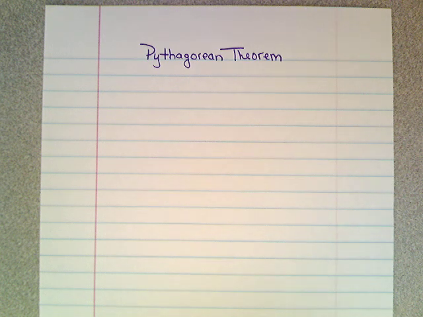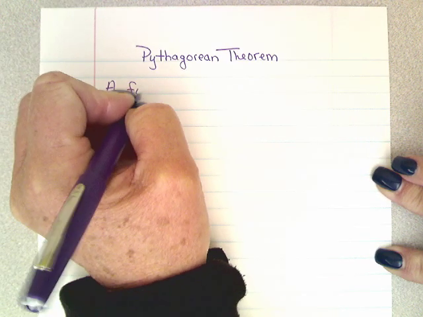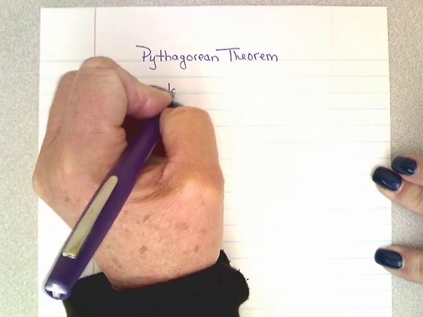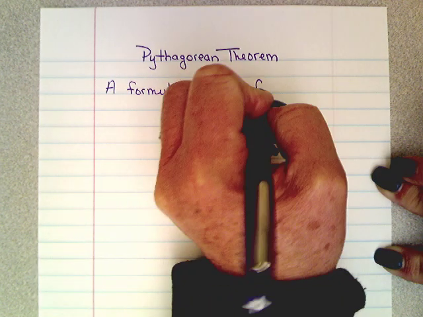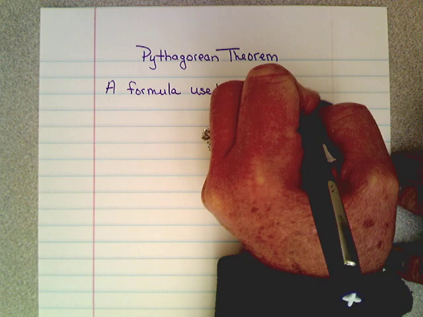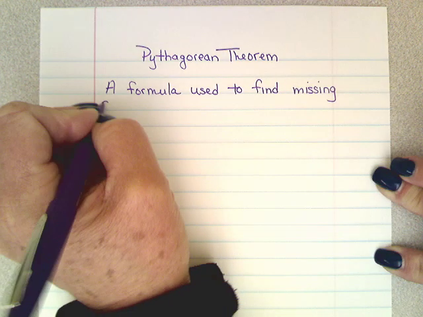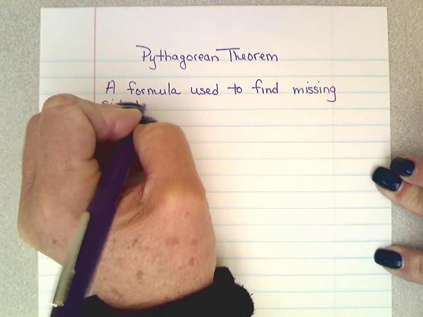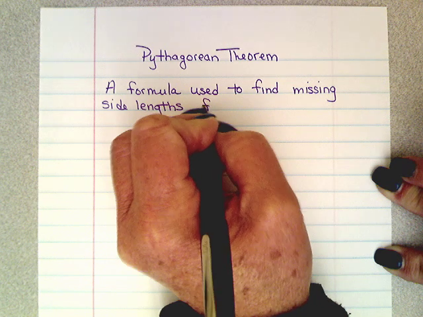Today we're going to discuss the Pythagorean Theorem. Now, the Pythagorean Theorem is a formula used to find missing side lengths for a right triangle.